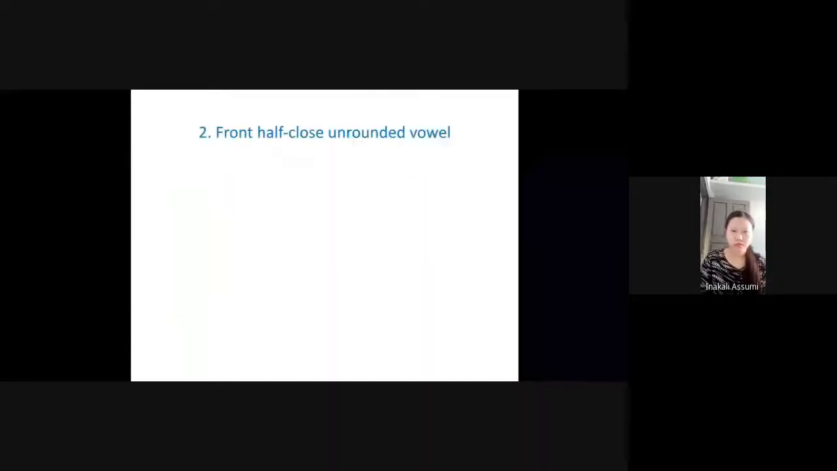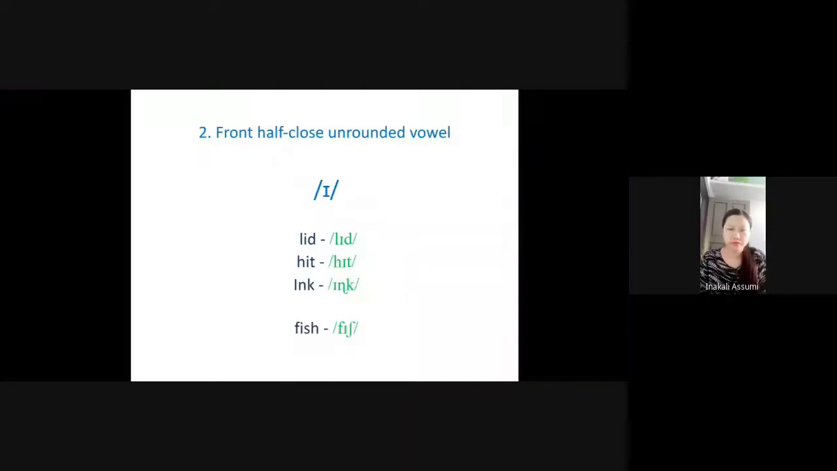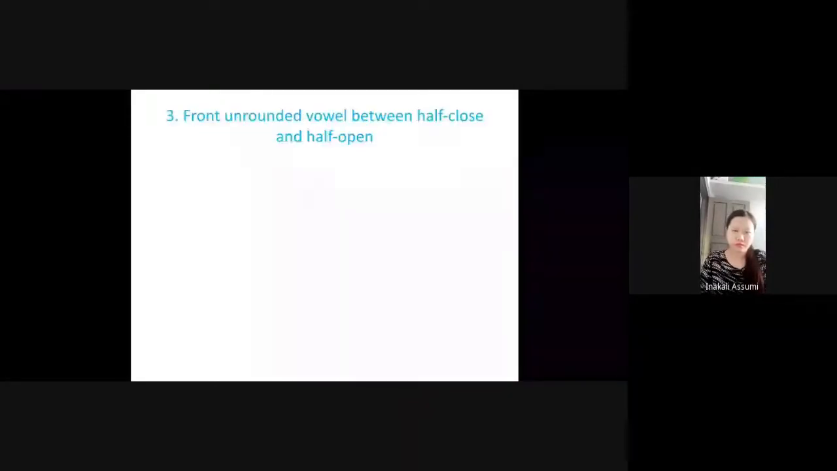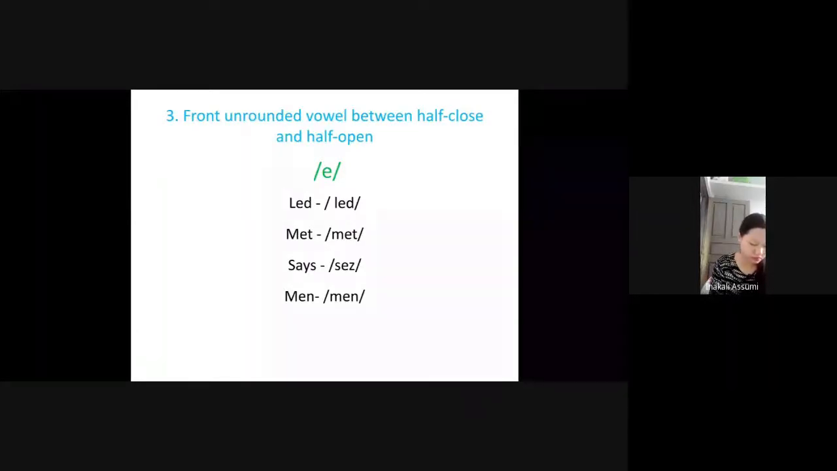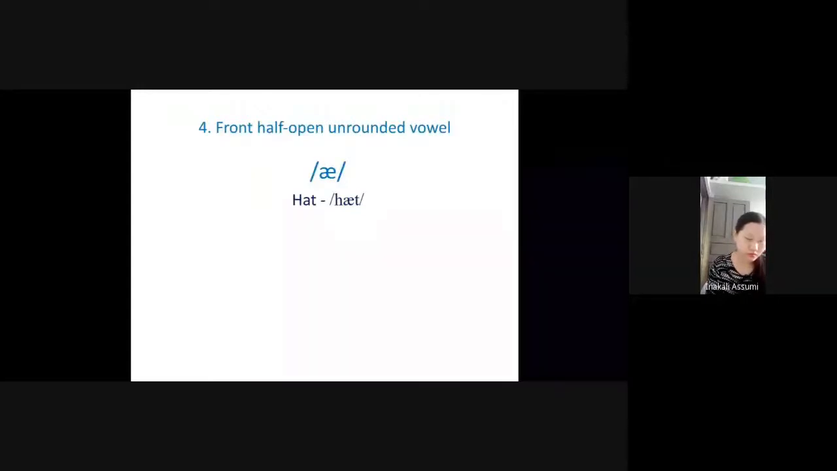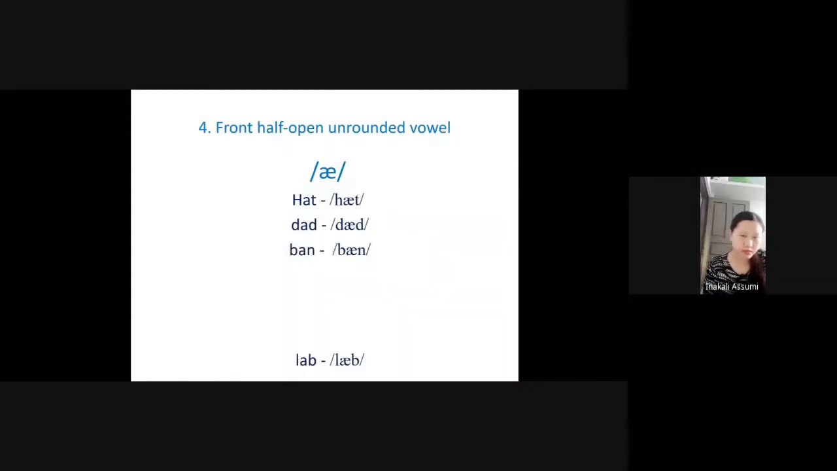The next is the short i. The first was with a stress, and here we do not see the dots, so it means it's a short vowel, like in lit, hit, ink, fish. The third is the e sound, like in lead, med, says, men. Sometimes I hear people say mean, but it's men. Then the a sound, which is somewhat similar to the previous one, but here it's a, as in hat, dad, ban, lab.